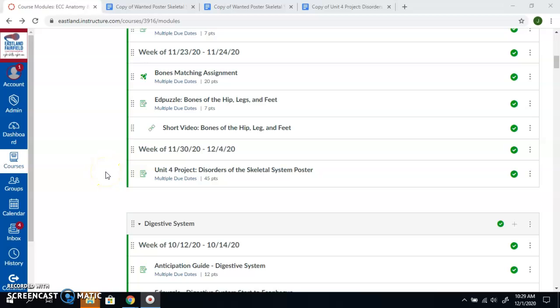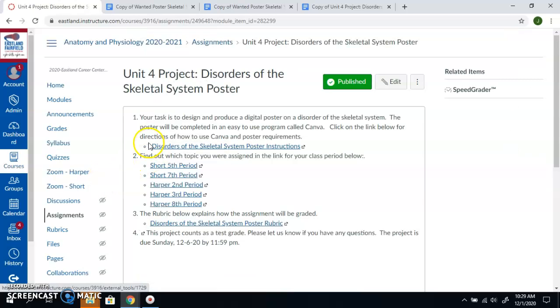Hi everybody, today we're going to talk real briefly about the Unit 4 project. Remember, this project is on disorders of the skeletal system and you're going to be making a poster. When I click on this, you can see that we get to the project page.